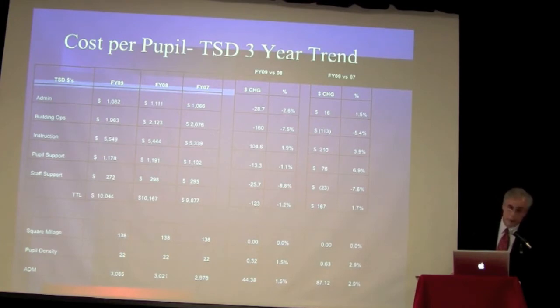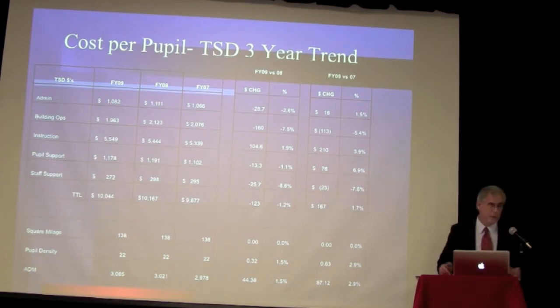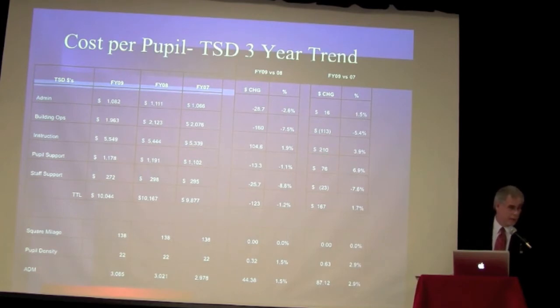You look at the top line, which is administrative cost, we're down year over year 2.6%, and we're only up 1.5% over the 3 years. Administrative cost is simply overhead. It's Dr. Cagwin's, Kelly's, myself, and other administrators. That's our salaries and all the other costs that go into that line that don't necessarily directly affect the classroom.